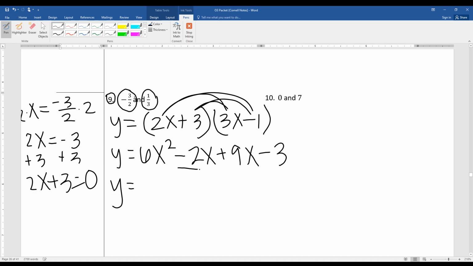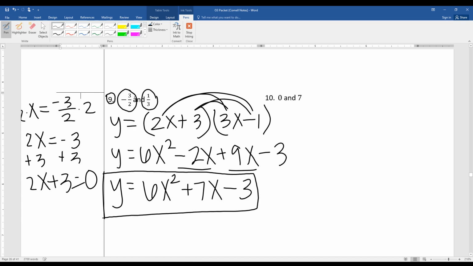Combining like terms here, in the middle I see a negative 2x and a 9x. Negative 2 plus 9 gives me a positive 7x. I'm leaving the 6x squared and the minus 3. This right here is my final answer. It's an equation because it has that equal sign, and it looks like it's in standard form.